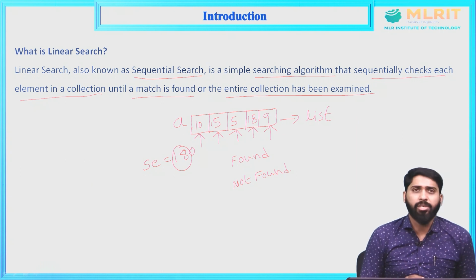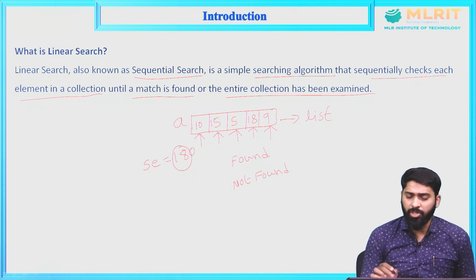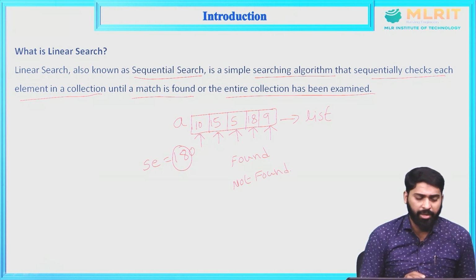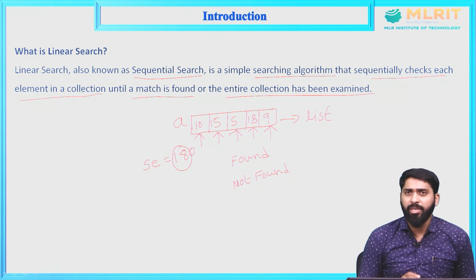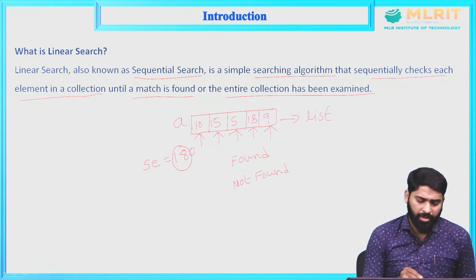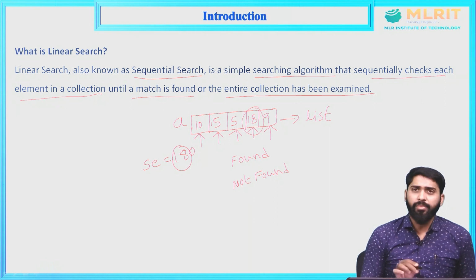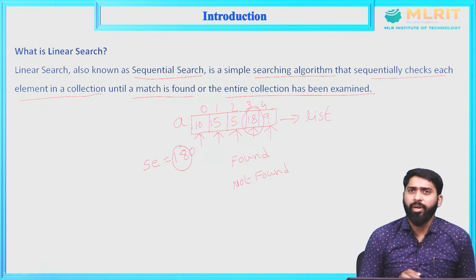Linear search, also known as sequential search, is a simple searching algorithm that sequentially checks each element in a collection until a match is found or the entire collection has been examined. In this case, when we search for 18, it is found at index 3. These are the indexes 0, 1, 2, 3, 4. 18 is found at index 3.